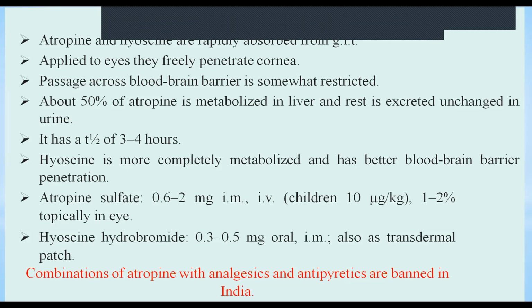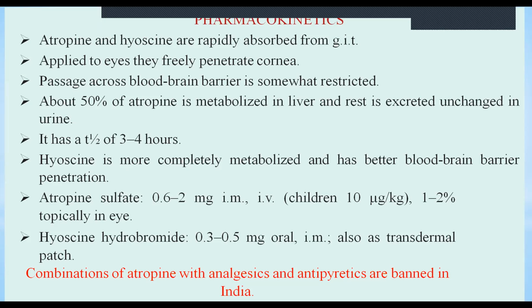As for metabolism, 50% of the atropine is metabolized in the liver and the rest is excreted unchanged in the urine. The half-life of atropine is 3 to 4 hours. Of course, it's a short half-life. And hyoscine is more completely metabolized and has better blood-brain barrier penetration when compared to the atropine.